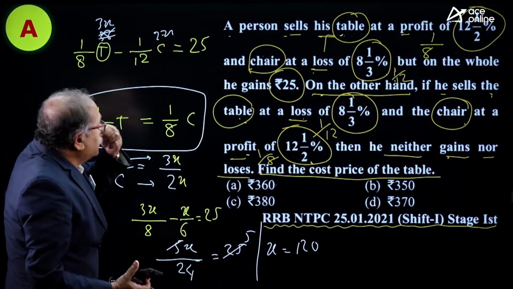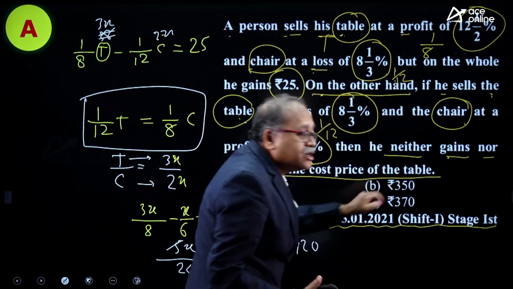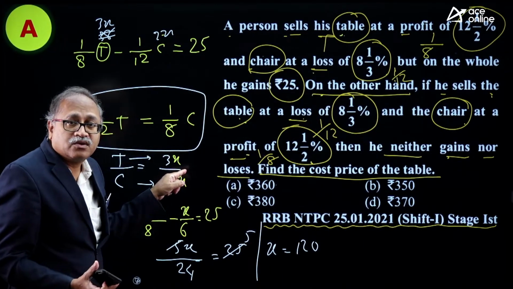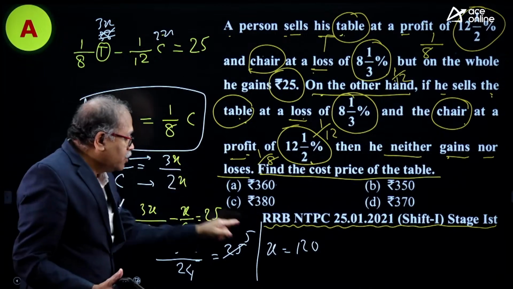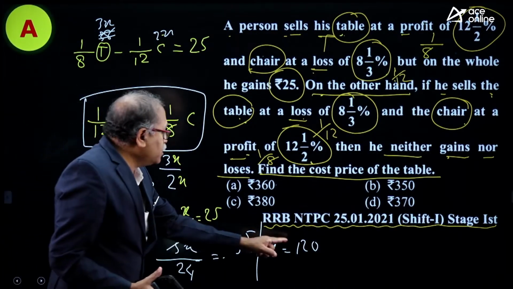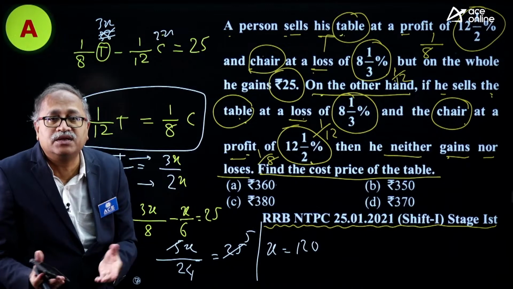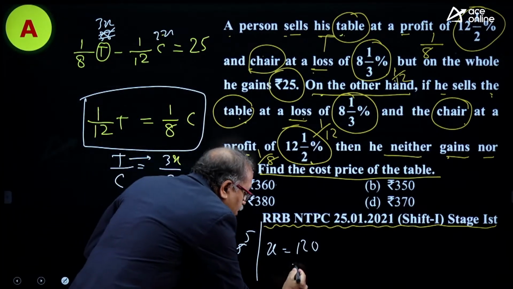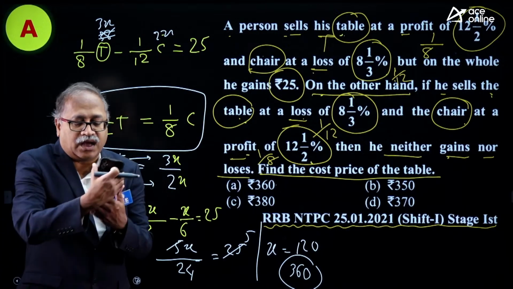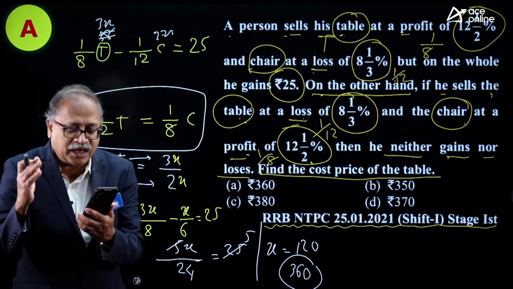Now it is asked to find the cost price of the table. So what is T? T is 3x. The cost price of the table is 3x, where x is equal to 120. So what will be 3x? 120 into 3, that comes to 360. So my answer is 360, which is what Aman rightly answered.